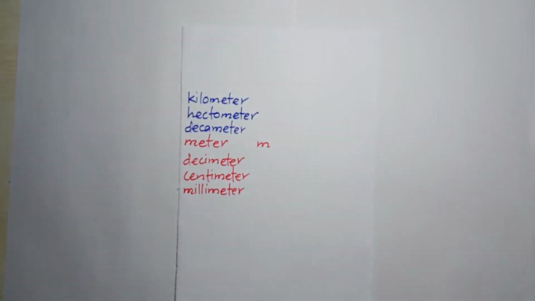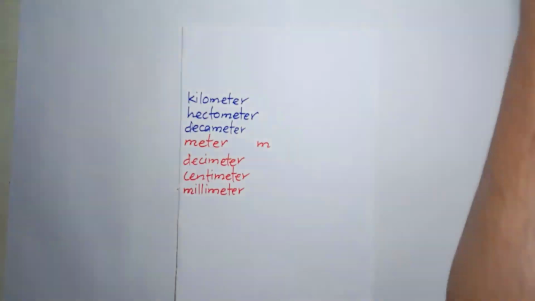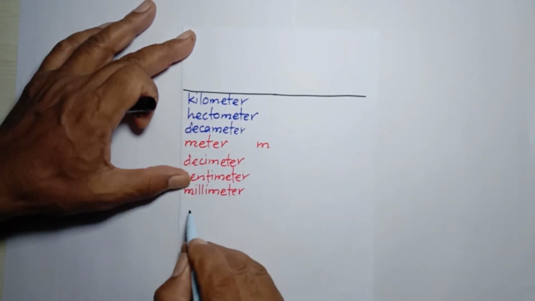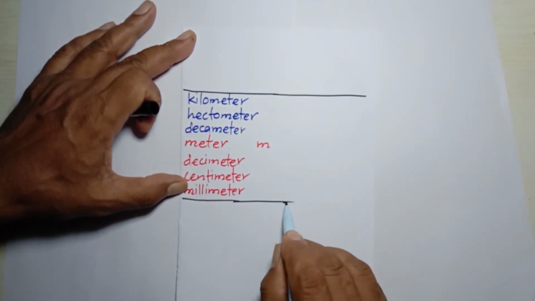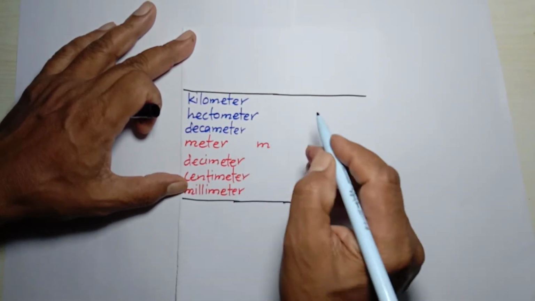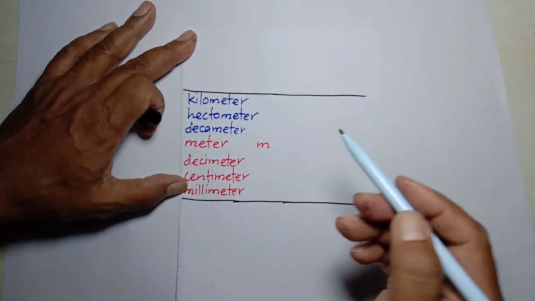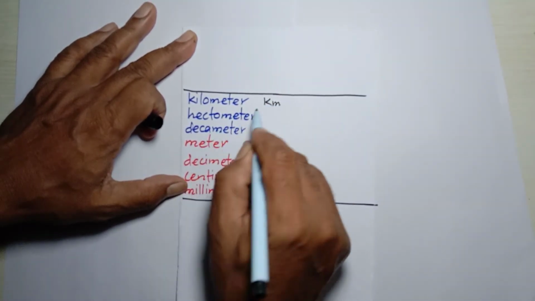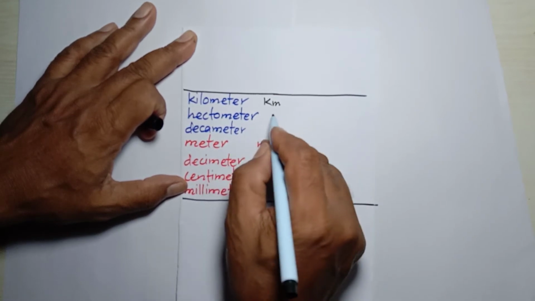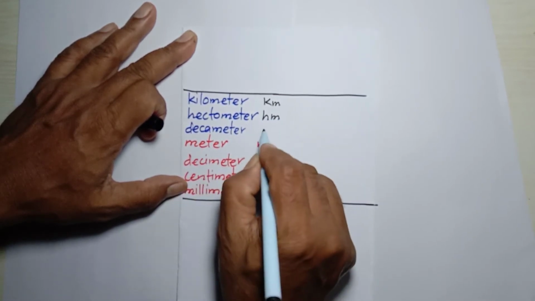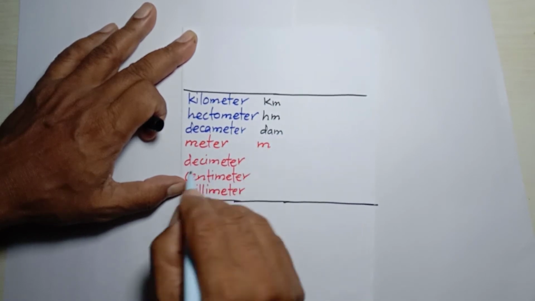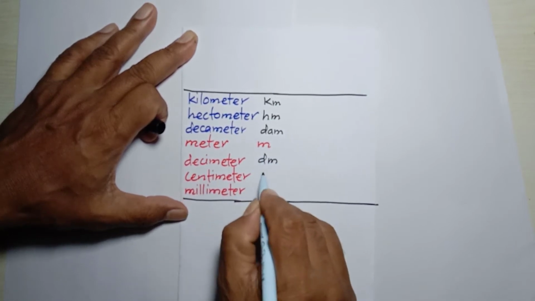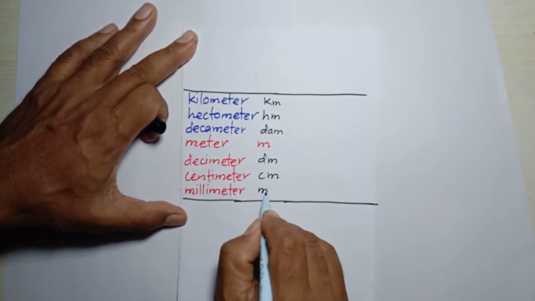Now I want to make a line over it like this. Here, kilometer and millimeter. These are the units which we use in the normal way. Kilometer's symbol is km. Hectometer, hm, and decameter, dam, and meter, m only. Decimeter, dm, and centimeter, cm, millimeter, mm.